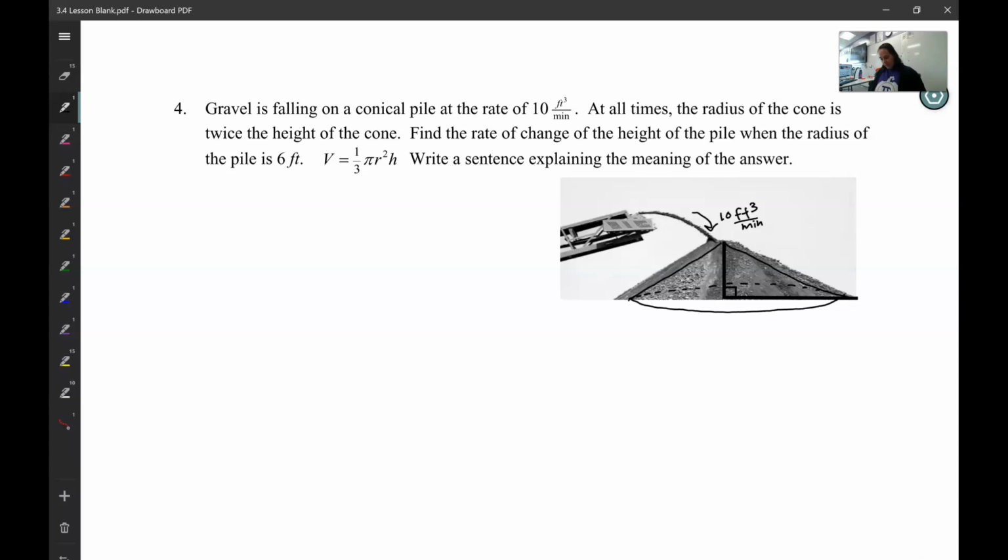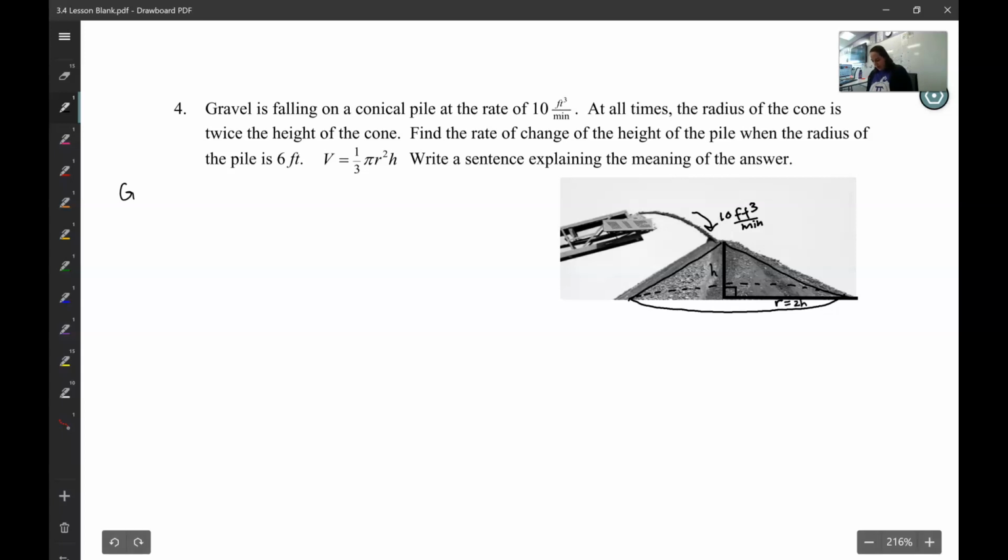At all times, the radius, let's name that R, is twice the height of the cone. So R is 2 times the height. Find the rate of change of the height of the pile when the radius is 6 feet.